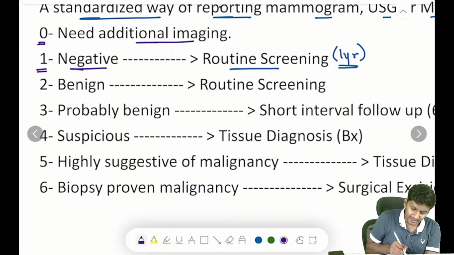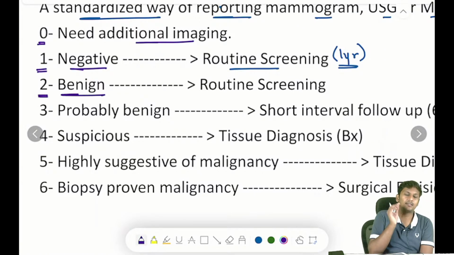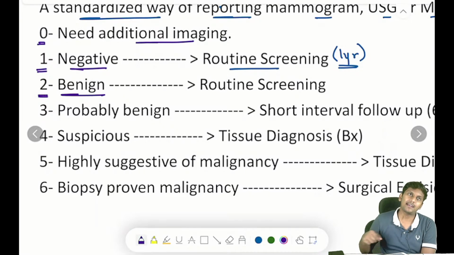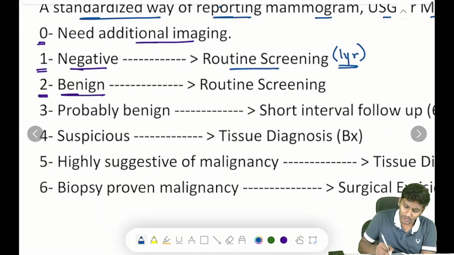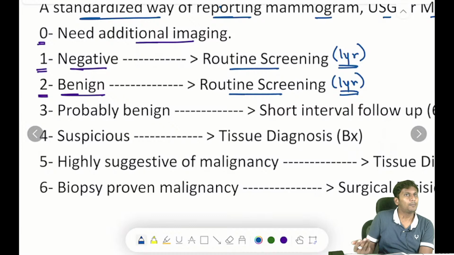If it is a score of BIRADS 2, BIRADS 2 matlab he says it is 100% benign tumor. Okay, BIRADS 2 matlab with the help of this he always says it is a 100% benign tumor. And if it is a 100% benign, do we do anything for it? No. Again, routine screening will be continued. Yes, every 1 year we have to call the patient for a follow-up. Okay, or a routine screening has to be continued.